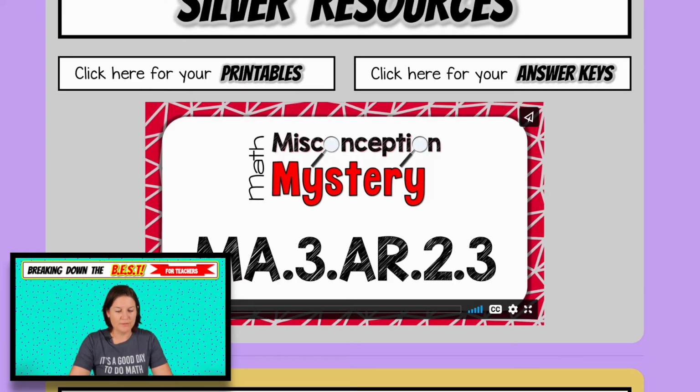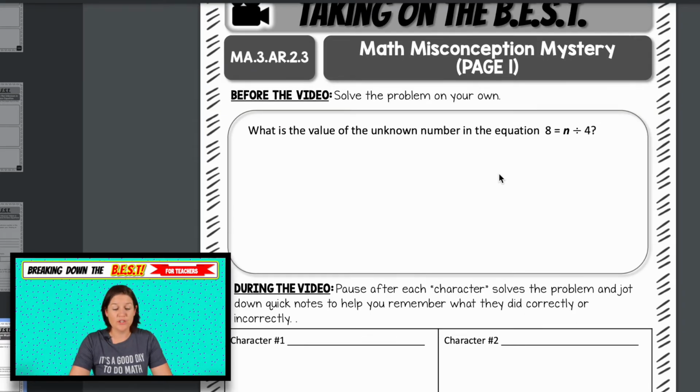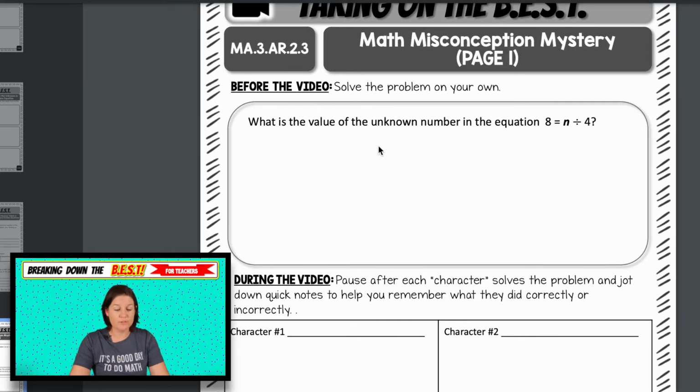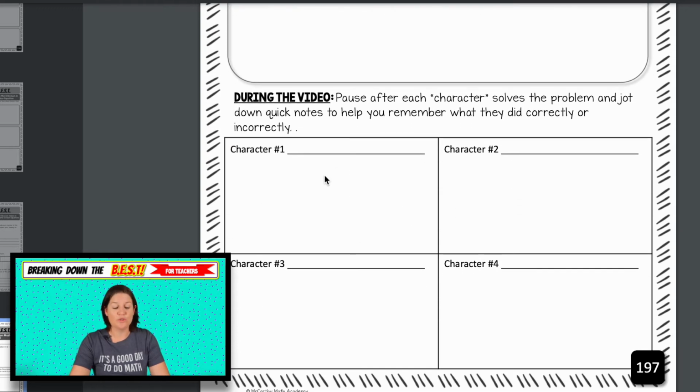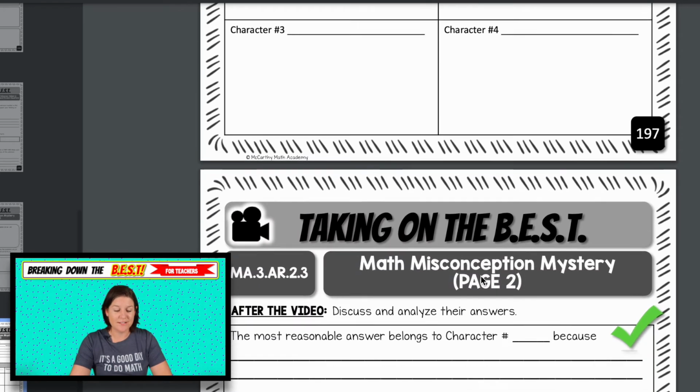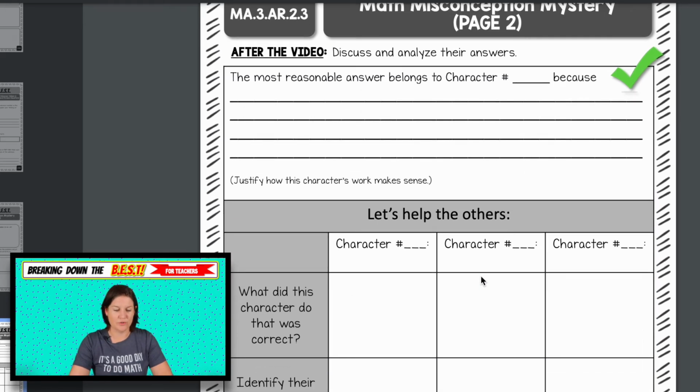So for Math Misconception Mystery, you just click play for the video, and I'll guide you through the whole process and tell you when to pause and let your students solve this problem. And then they're going to watch as 4 characters who are just me, dressed up in silly costumes, solve this problem. 3 of them are going to make mistakes that students commonly make, and 1 of them will solve it correctly. So students really have to listen, pay attention, and discuss who is correct.